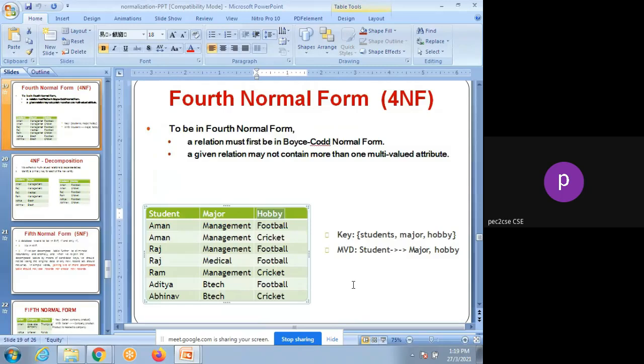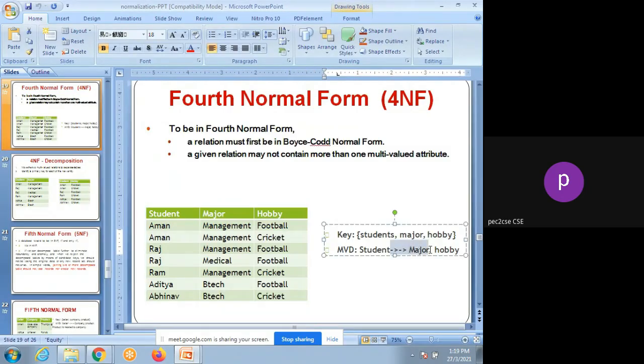How are the multi-value dependencies specified? Multi-value dependencies are specified by using a double arrow. The double arrow specifies a multi-valued attribute.